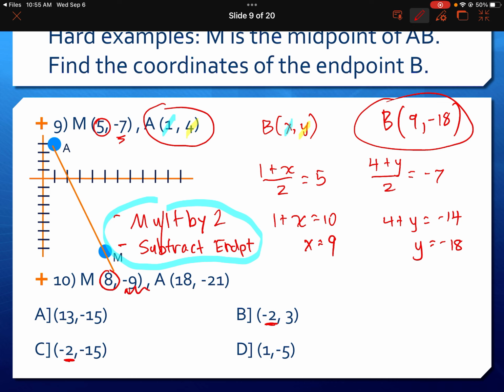Take the negative 9 times 2, and you get negative 18. Negative 18 minus a negative 21. I'm writing that out, notice. That's like negative 18 plus 21. That gives you a positive 3. See how easy that was?